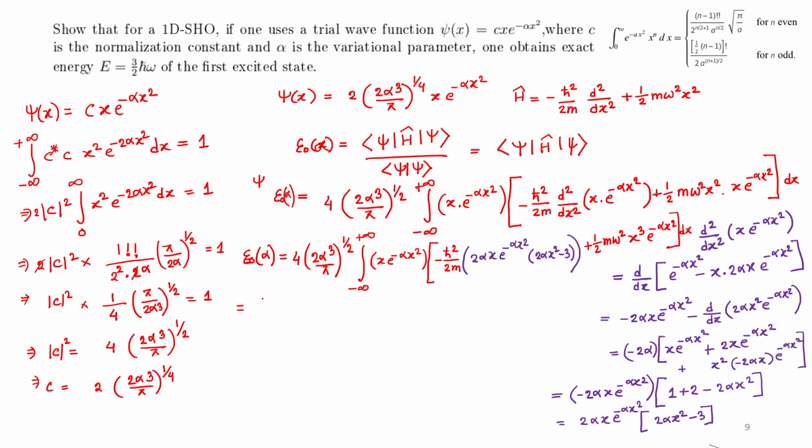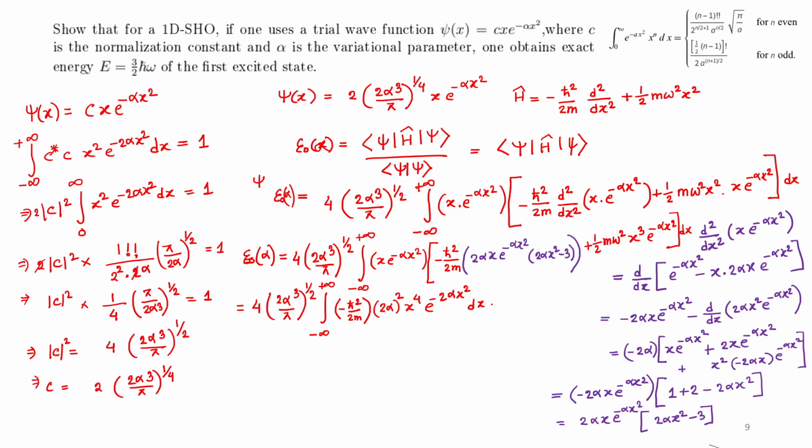So that can be broken down into two parts, I guess. 2 alpha into alpha half, infinity plus infinity, minus h square by 2m, alpha square, x square x by x e to the power 4, e to the power minus 2 alpha x square minus.